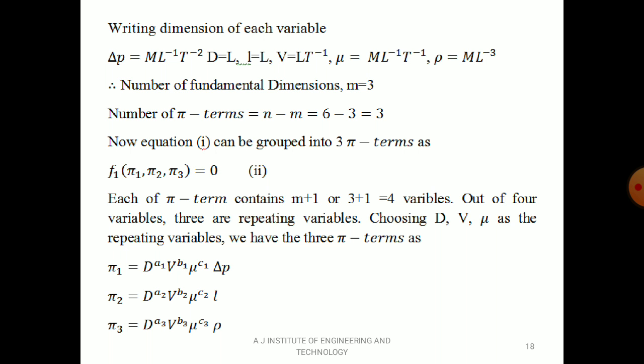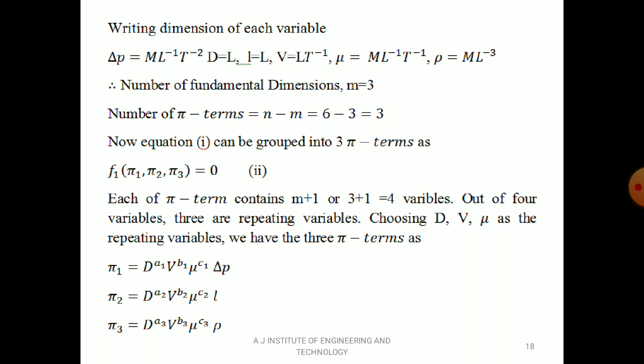So here you have to see that roughness is not given. In some cases they are going to give you roughness, then you are going to get the number of variables n equal to 7. But here the roughness value is not given, so you can just neglect it. The number of variables equals 6, 6 minus 3 equals 3.